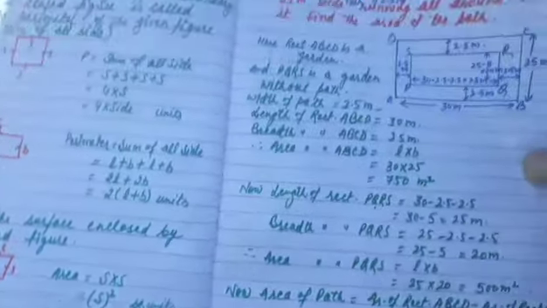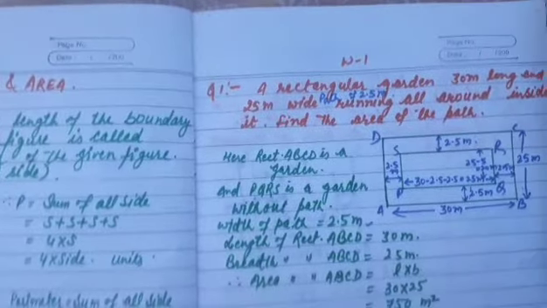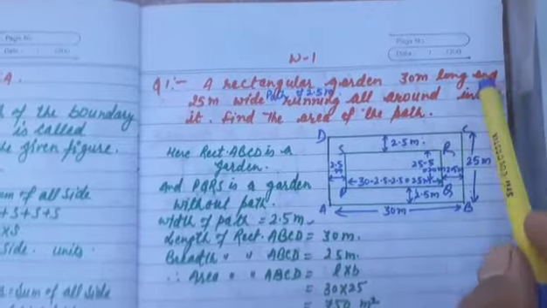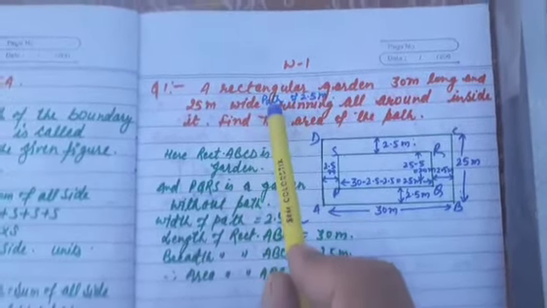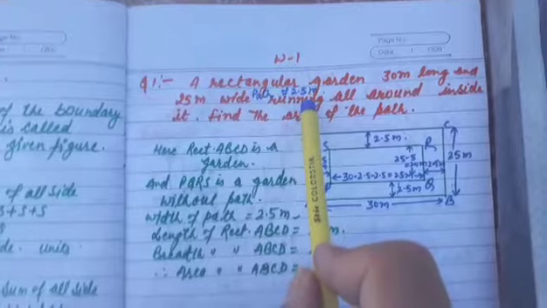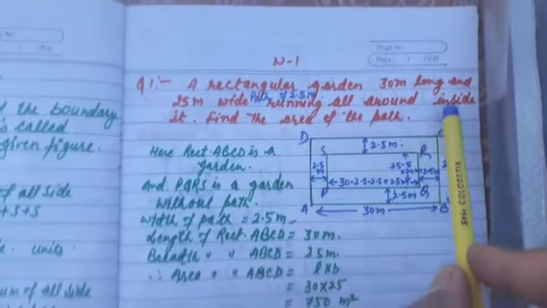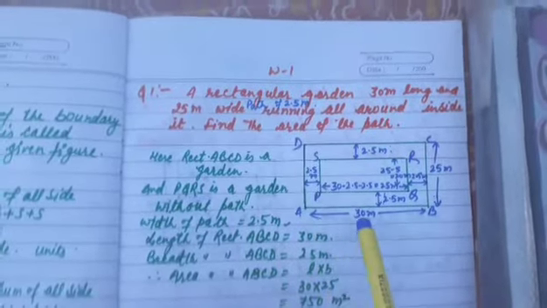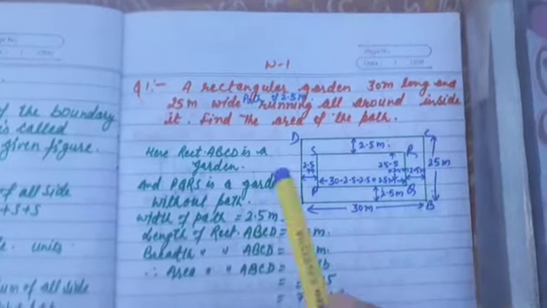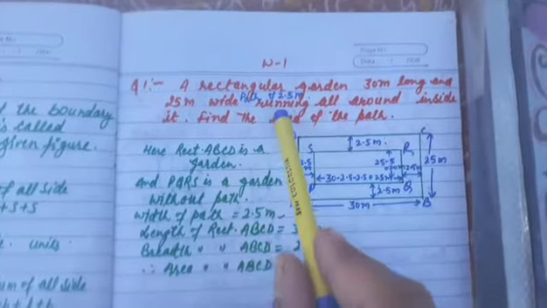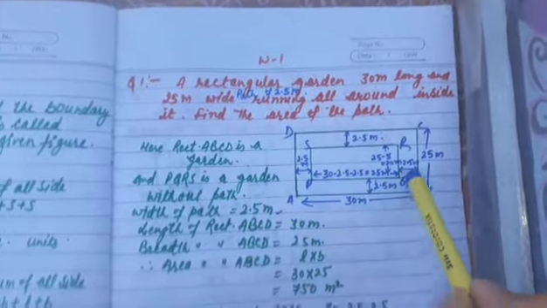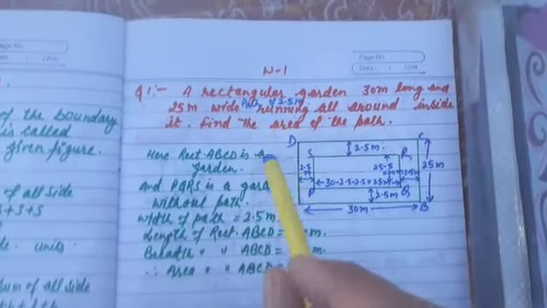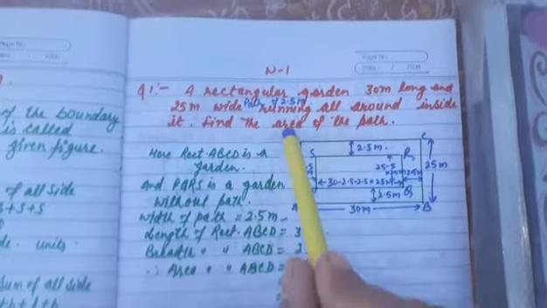Then the first question of this first worksheet. There is a rectangular garden 30 meter long and 25 meter wide, and a path 2.5 meter wide running all around inside it. This is the rectangular garden ABCD, having length 30 meter and breadth 25 meter, and the width of the path inside it is 2.5 meter from all sides. Now we have to find the area of this path.